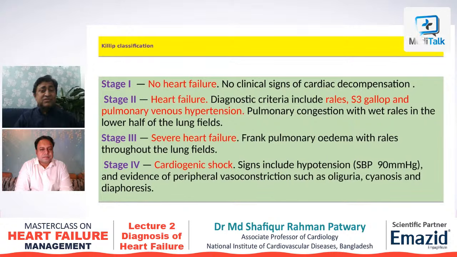Stage two, Killip stage two, heart failure. The patient has heart failure symptoms, with diagnostic criteria including crepitation or rales in both lung fields and S3 gallop, pulmonary venous hypertension, pulmonary congestion with wet rales in the lower half of the lung field. In stage 3, severe heart failure, the patient has frank pulmonary edema with rales throughout the lung field, that is crepitation throughout the whole lung field. In stage 4, heart failure with cardiogenic shock, signs including hypotension, blood pressure less than 90 millimeter mercury systolic, evidence of peripheral vasoconstriction, oliguria, cyanosis, and diaphoresis.